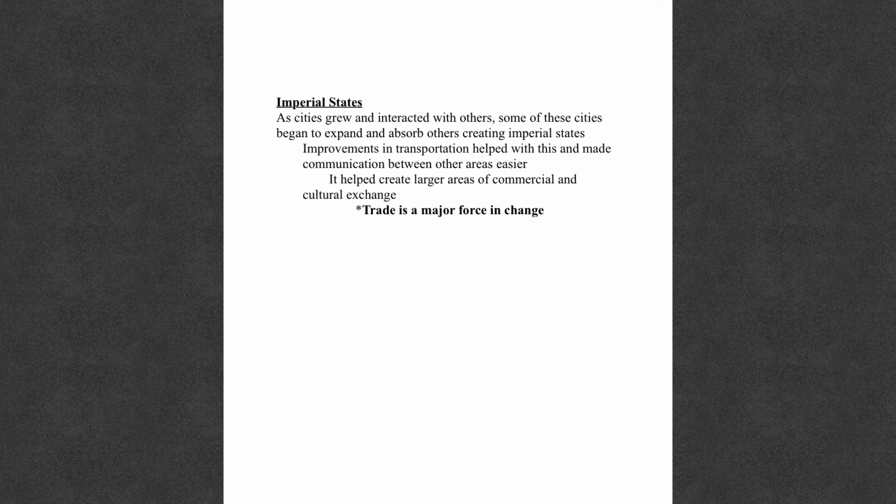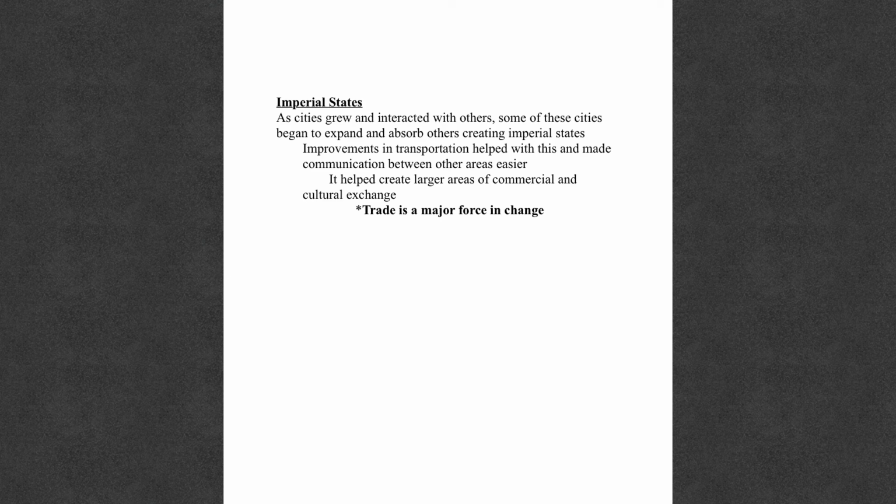The last step here in the agricultural development is going to be the creation of states or imperial states. So we go from villages, and if we're successful enough to master the village level of the game, so to speak, then we grow and eventually we become a city. Well, the next step for the cities is as they grow and start to interact with other cities, some of these cities are going to begin to expand and absorb others, creating imperial states, creating what we now define as, for lack of a better idea, a state.